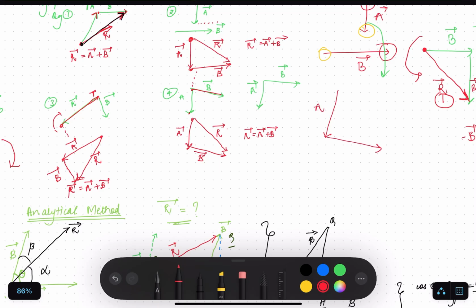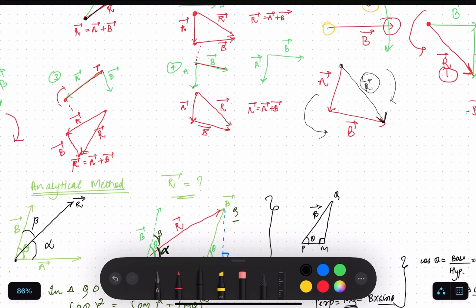So this is my A vector, this is my B vector, and now I'm going to join these two vectors, and this is going to be my resultant vector. Where do I put the arrowhead? If you look, this is in the anti-clockwise direction, so my resultant would be in the clockwise direction, meaning this is the tail end and this is the head end. So this is my resultant vector. Okay, simple as that. Now diagrammatically it's done.